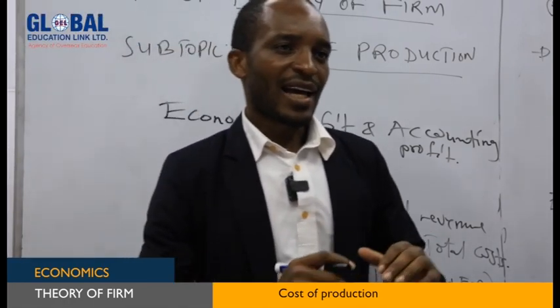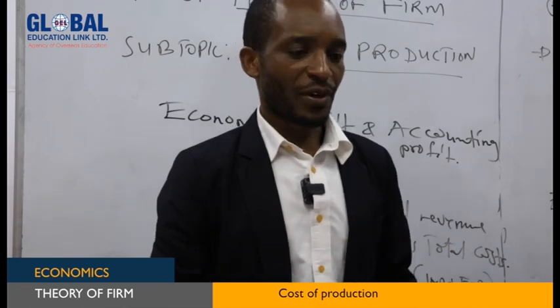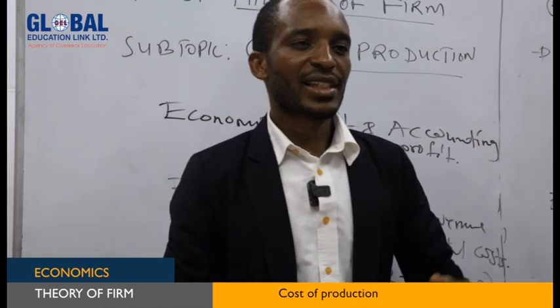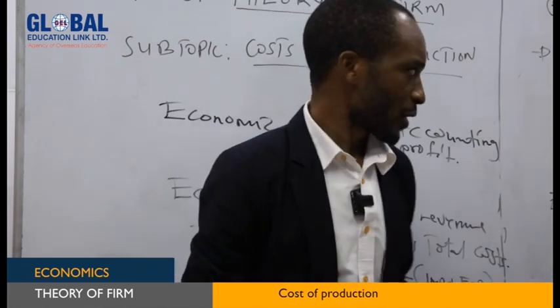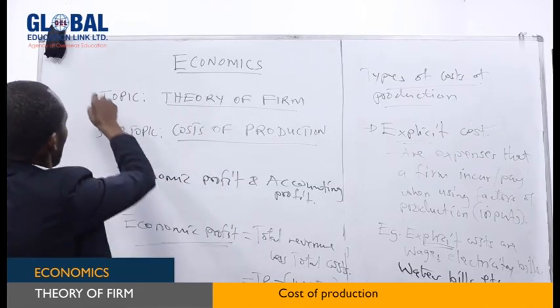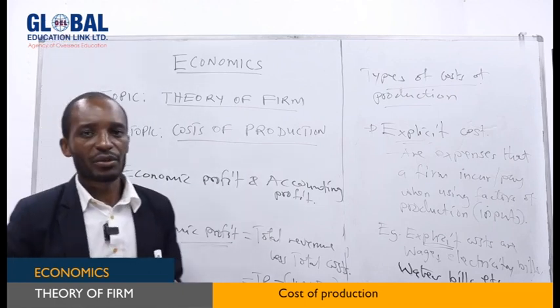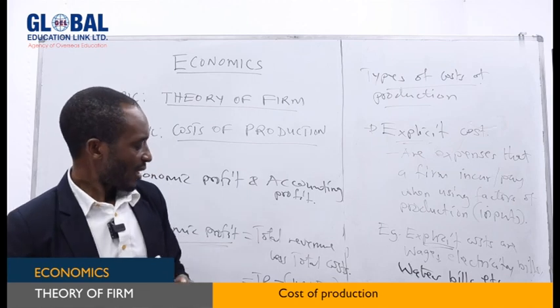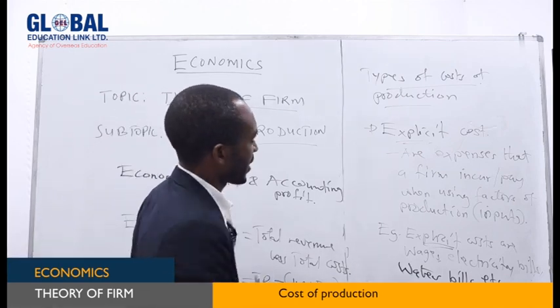Now, if you are looking for accounting profit, it does not consider the implicit cost. So, when you are asked to calculate the accounting profit, it will be as follows.